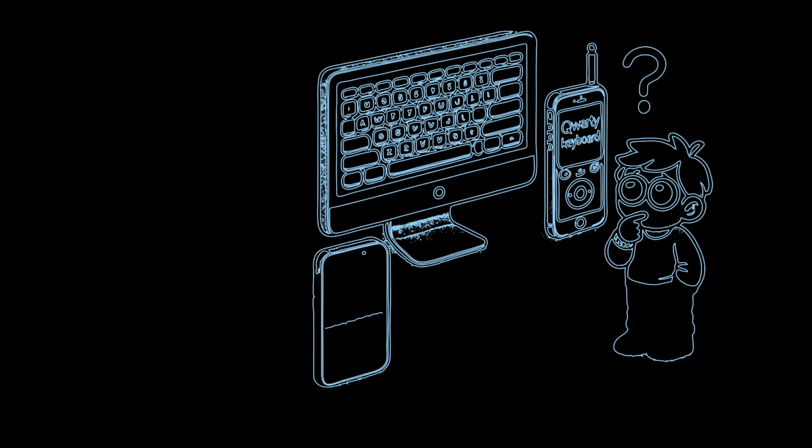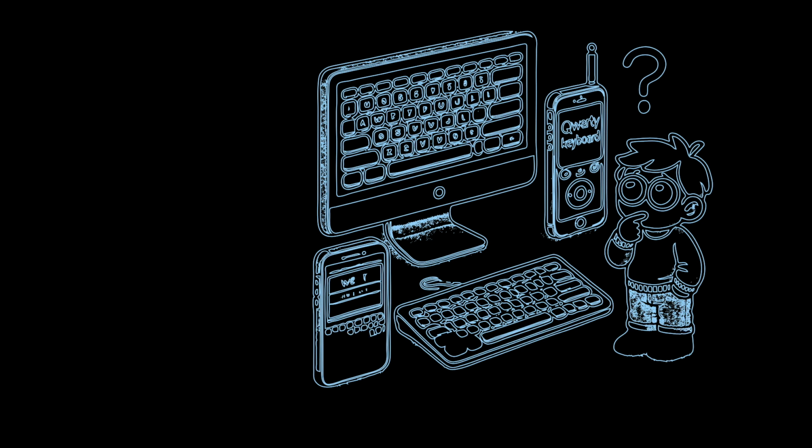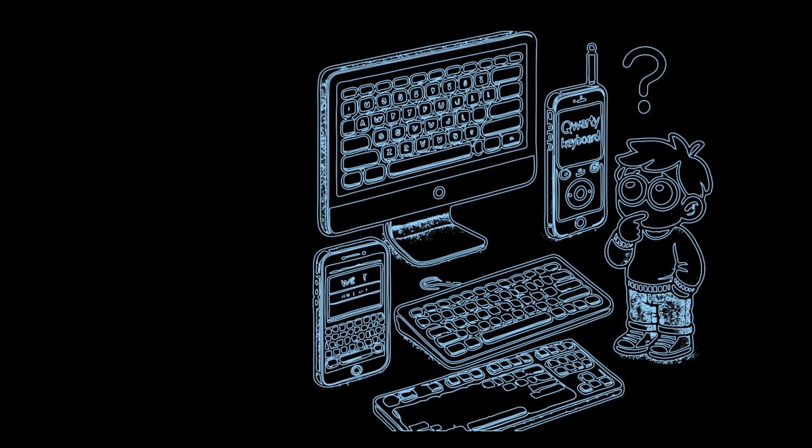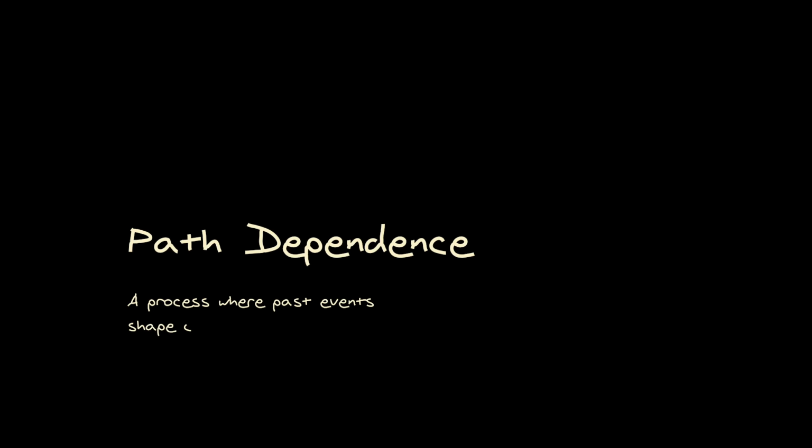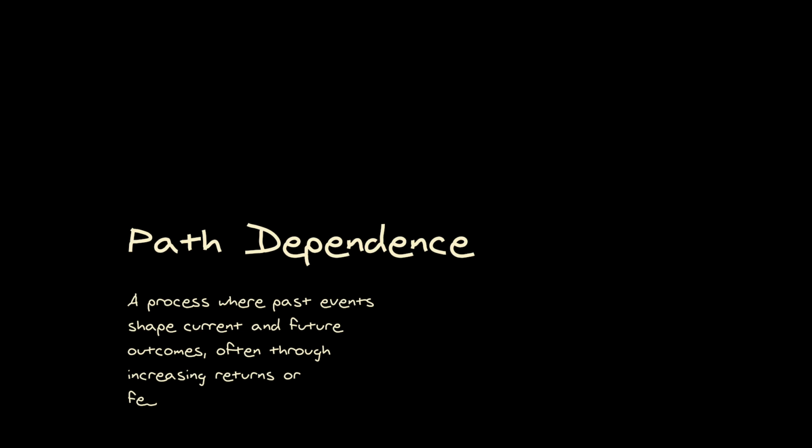Yet here we are, still using QWERTY on every computer, phone and tablet. Why? Path dependence is the idea that once we start down a particular path, it becomes harder and harder to change course, even when better options come along. That's exactly what happened with QWERTY. Entire industries, teaching systems and decades of habit have locked us into this keyboard layout.